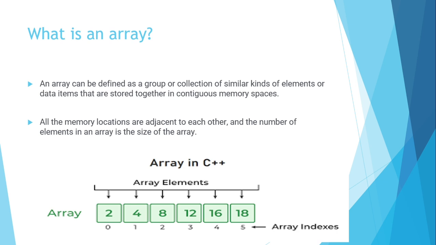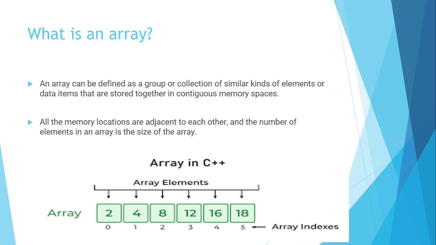So an array is defined as a group or collection of similar kinds of elements or data items that are stored together in contiguous memory spaces. What does it mean? It is a group or collection of only similar kinds. That is, everything should be an integer, or everything should be a character, or everything should be the same data type, stored together in contiguous memory spaces. What are contiguous memory spaces? It is not non-contiguous; it is contiguous memory spaces.